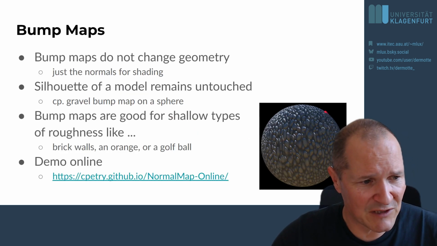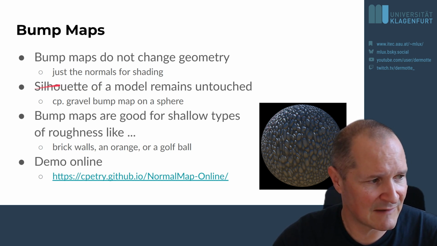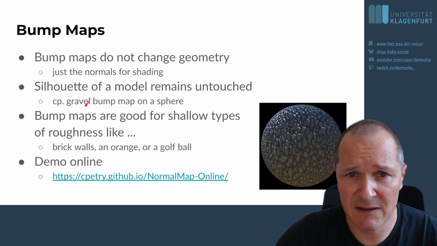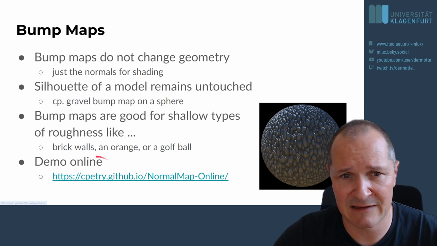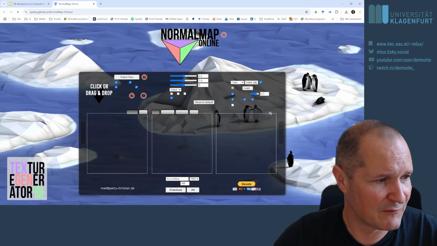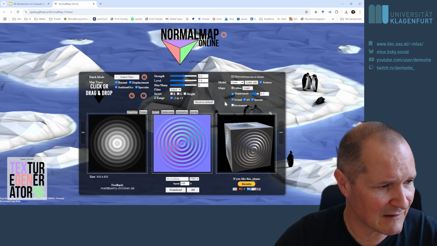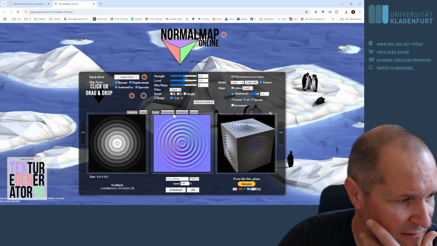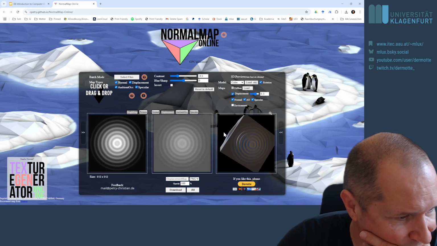So bump maps do not change the geometry. Here you can actually see a good example of bump mapping. So it seems to stick out, but at the edge you see the edge is still good. The silhouette of a model should remain untouched. And bump maps are very good for shallow types of roughness, like an orange, a golf ball, a brick wall, or something like that. That's the idea. So if you want to have some fun with that and fool around with it, you can take a look at this link in the slides. And there you can see what it actually looks like. And then we can switch to displacement.